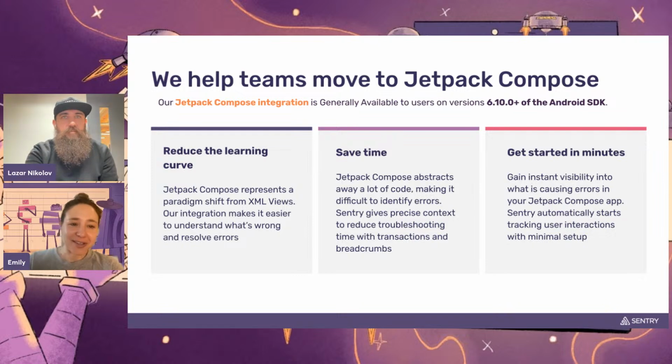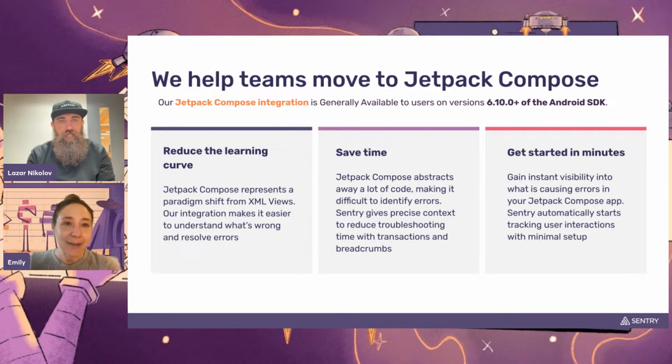It can also help you save time. So Jetpack Compose does a lot of work for developers. You have to write less code, and Jetpack Compose takes care of the rest. But because it does abstract away a lot of the code, it makes it harder to find errors. So Sentry can help with precise context to reduce troubleshooting time with transactions and breadcrumbs.